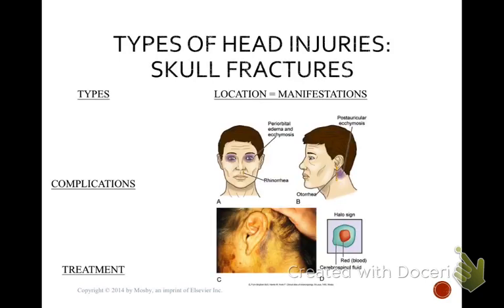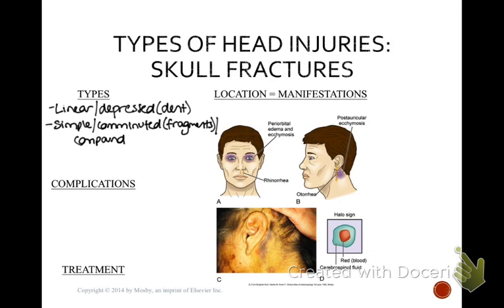All right, so we have scalp. Then we have skull fractures. They can be linear or depressed. Linear is basically a line, right? They can be depressed, where, let's say this is the skull and there's a little dent. They can be simple, where you just have the depression or the linear fracture, or they can be comminuted, where they have fragments, where little pieces of bone break off. Or they can be compound and have multiple components to it.